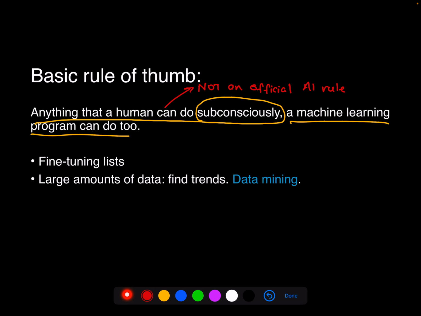However, all the tasks that machine learning can do can be boiled down to two fundamental abilities. The first is to fine-tune lists. And this was what we saw with our spam filter. It goes through whatever the training set is, it finds what's missing in the list, and it keeps updating the list over time, and it keeps getting better.